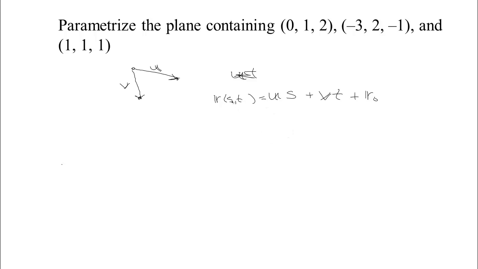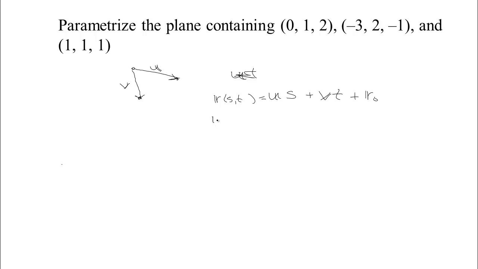We expect there to be 2 freedoms, right? Because a plane is 2-dimensional. So s and t represent the 2 freedoms. You can choose these 2 numbers, and given any choice of those 2, that will lock in the particular location on the plane where you are. Let's look at that in this case.